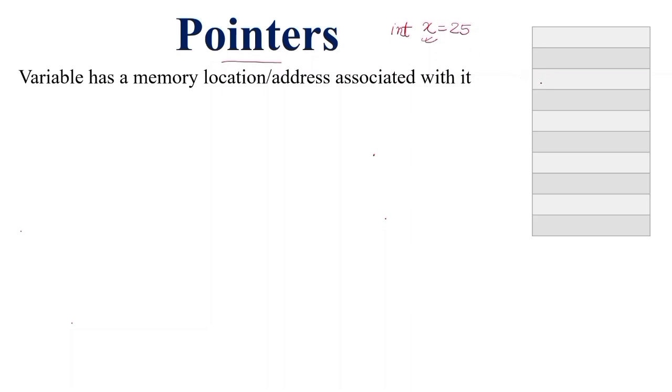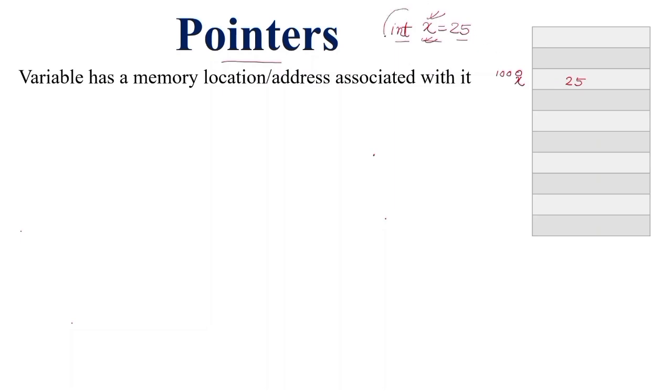So this x is stored at this memory location, the value 25, and x has some address associated with it, suppose 1000. So when we write int x is equal to 25, the x variable is given a memory location, and the value 25 is assigned to it.